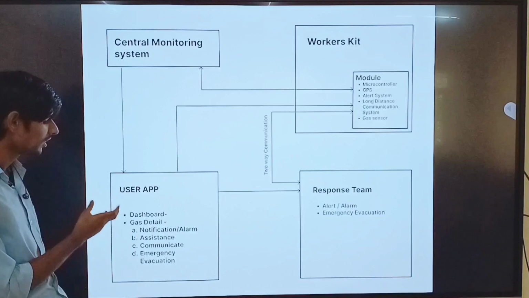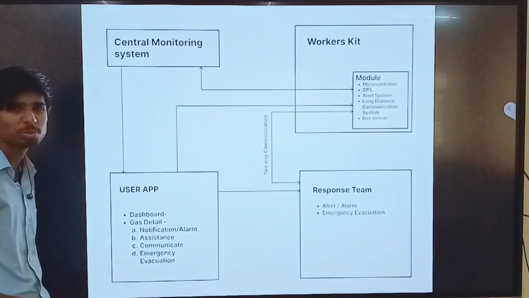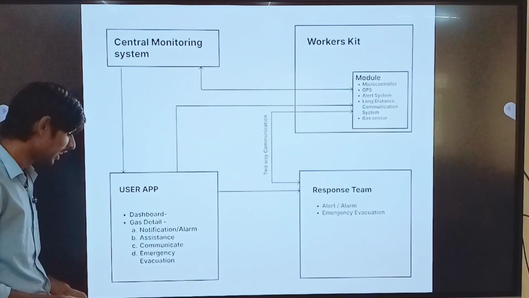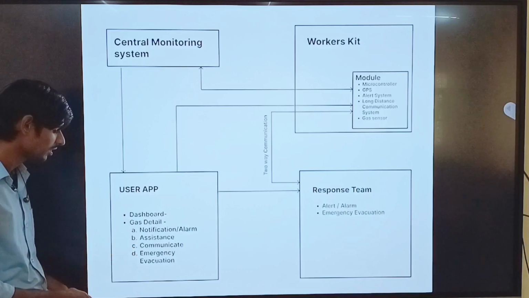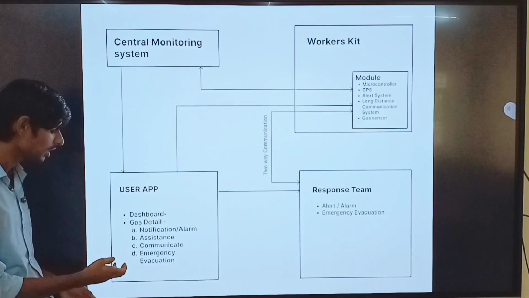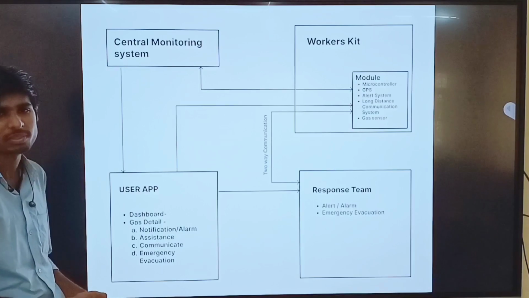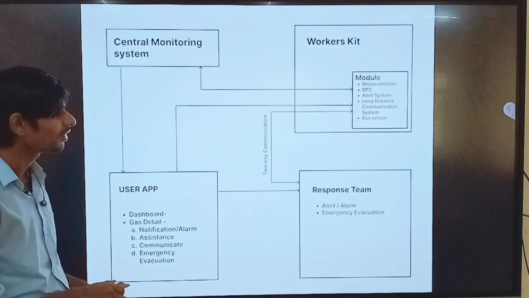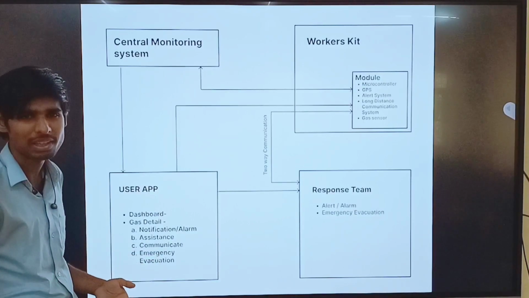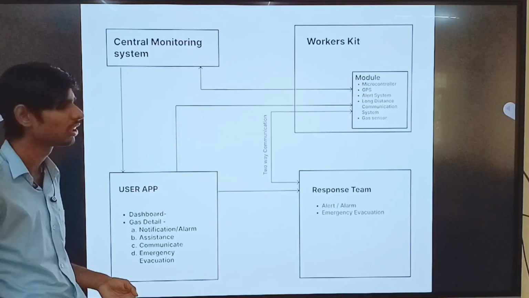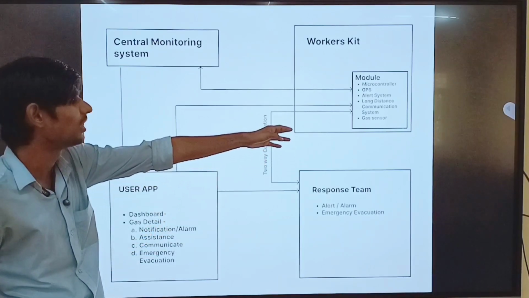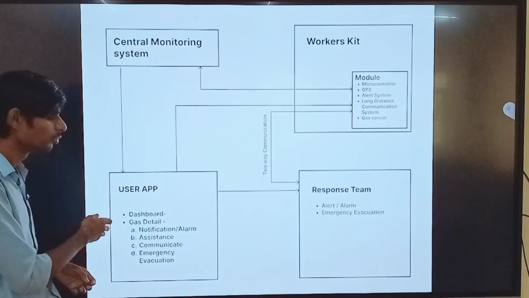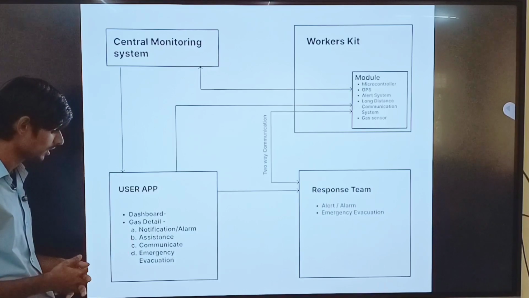In our user app there is a dashboard, and in the dashboard you will have details of all the workers and their work. And we have a notification system, assistance system, communication system and emergency evacuation system. Starting with the notification and flash alarm: if any worker goes to a hazardous place where the working condition is not good, then the worker kit will send the data to the central server and the central server will alert the user app about the condition.